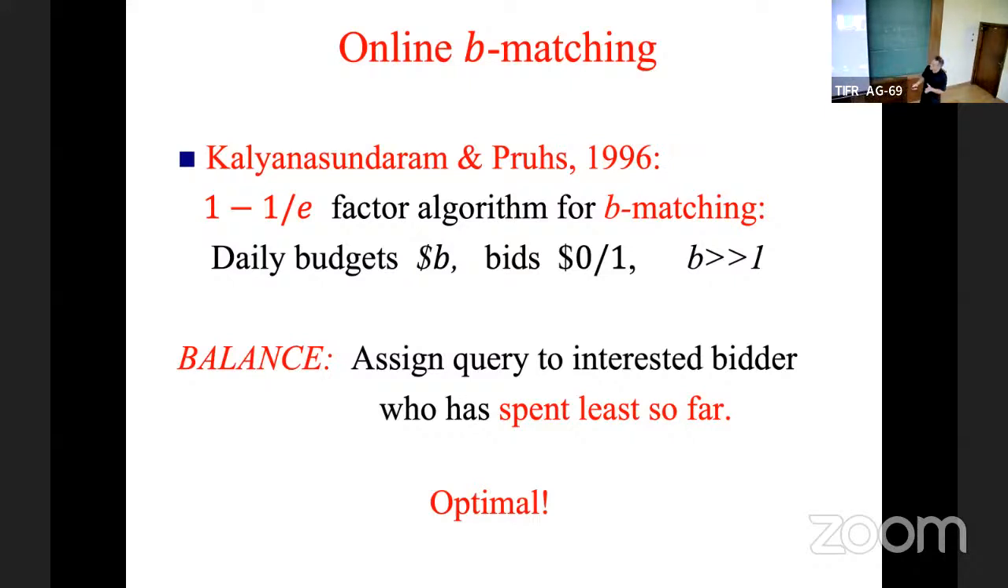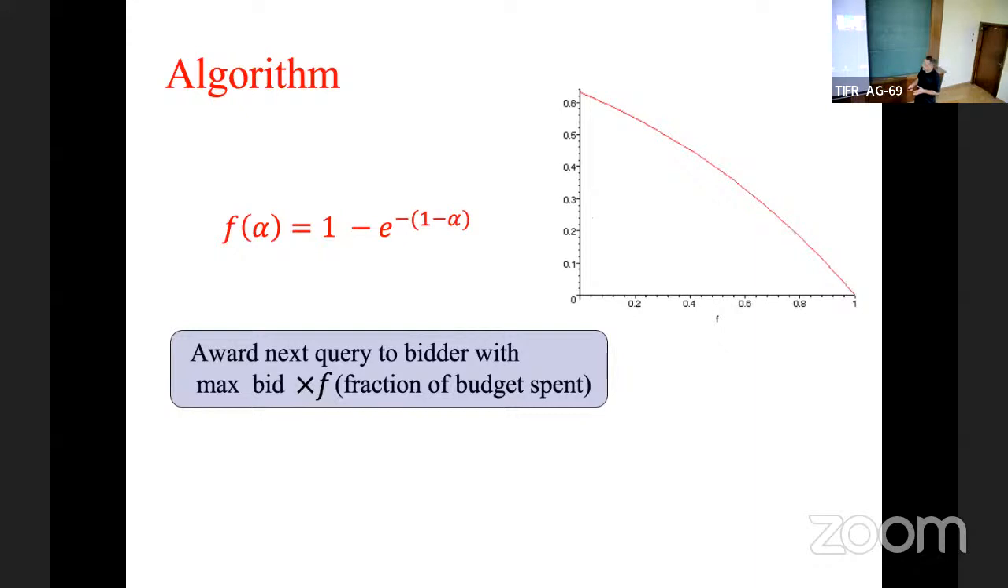And we basically built on this idea to give a slightly more general algorithm for the general AdWords problem, where we give the query to that bidder that maximizes bid times function f applied to the fraction of the budget spent, where f is this function, 1 minus e to the minus (1 minus alpha), that goes down like this. So this function is large upfront, and as the budget gets exhausted, the function has a smaller value, because you don't want to give this query to an advertiser who has spent a lot. You'd rather give it to somebody who has spent less, just like Balance.